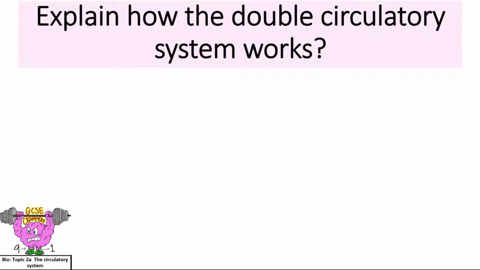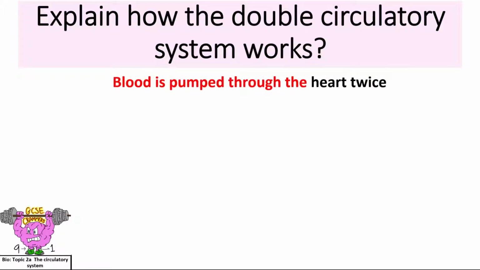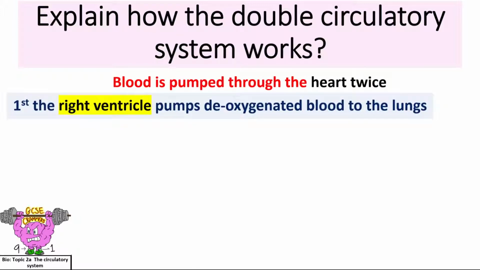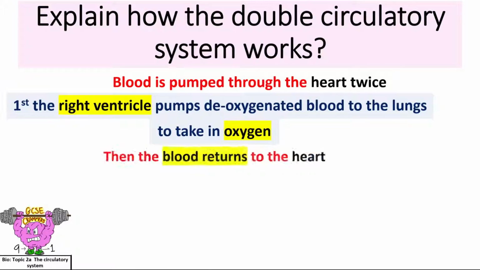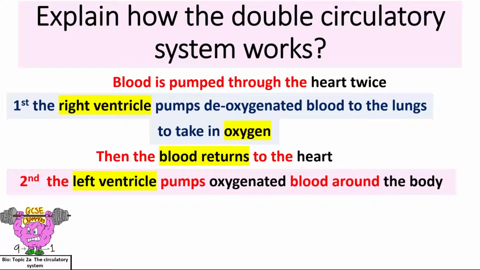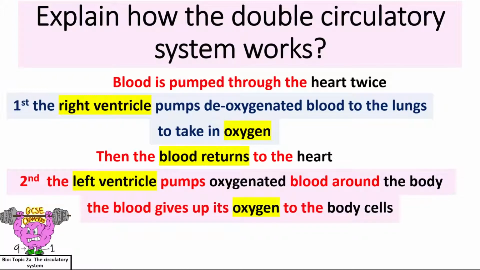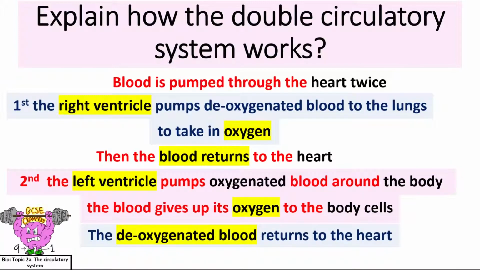Explain how the double circulatory system works. The double circulatory system means blood is pumped through the heart twice. First, the right ventricle pumps deoxygenated blood to the lungs to take in oxygen. Then the blood returns to the heart. Second, the left ventricle pumps oxygenated blood around the body. The blood gives up its oxygen to the body cells, and the deoxygenated blood returns to the heart and back to the lungs again.